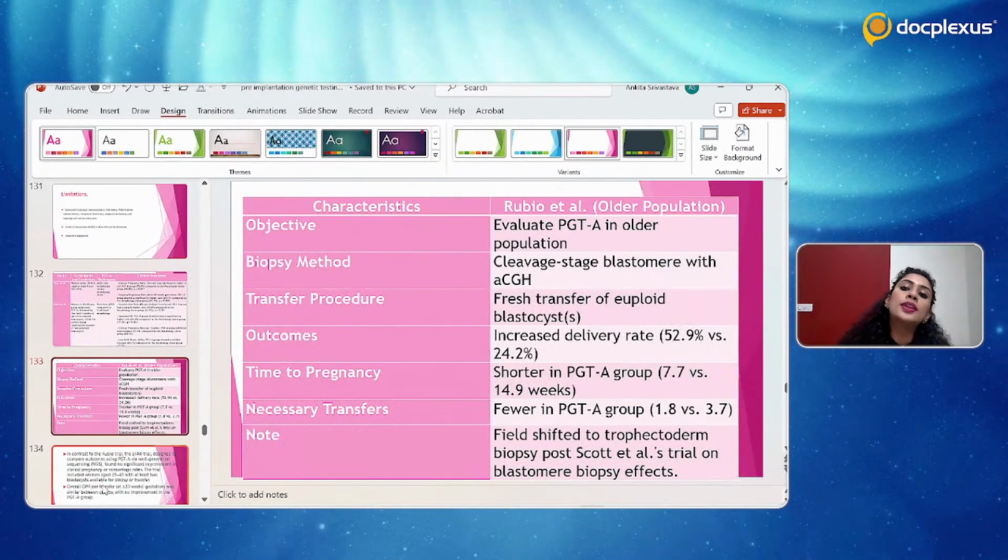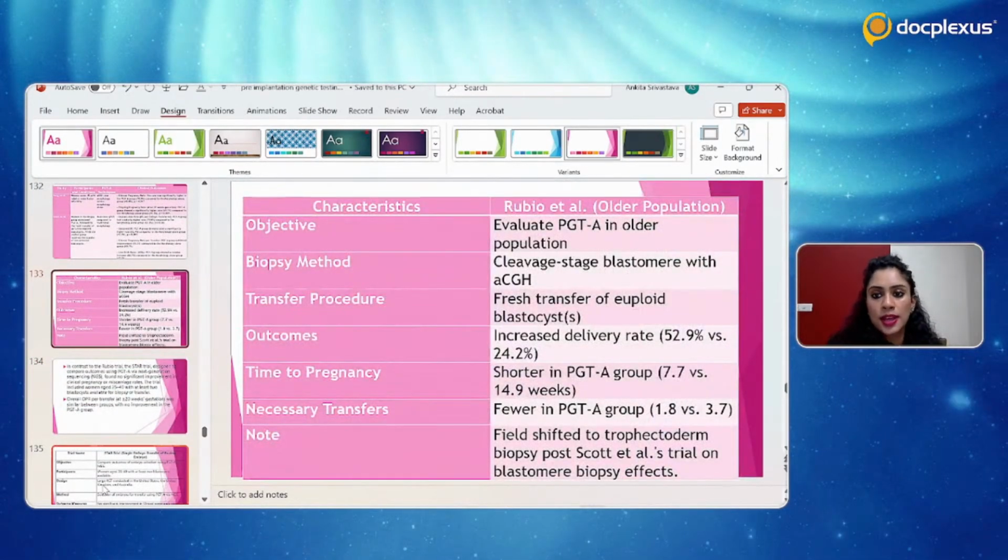Rubio et al. conducted this in an older population wherein cleavage stage blastomeres were checked with the CGH method. They were fresh transfers of euploid blastocysts, and there was an increased delivery rate and shorter time to pregnancy in the PGTA group, and fewer transfers were necessary. That means time to pregnancy was reduced. So now the field shifted to trophectoderm biopsy post Scott et al. trial on blastomere biopsy effects.